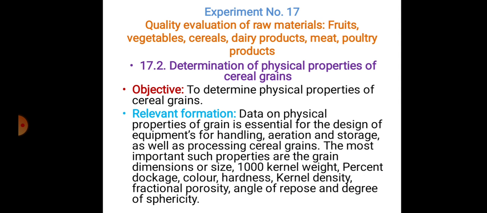Today we will see quality evaluation of raw materials like fruits, vegetables, cereals, dairy products, meat, poultry products. Under that, today we will see determination of physical properties of cereal grains. Objective: to determine physical properties of cereal grains.